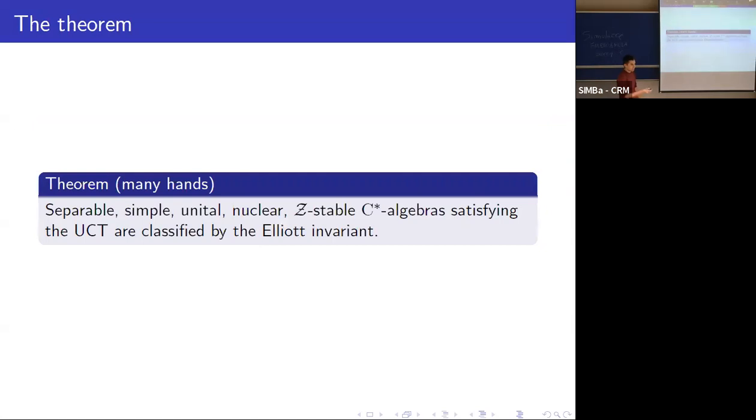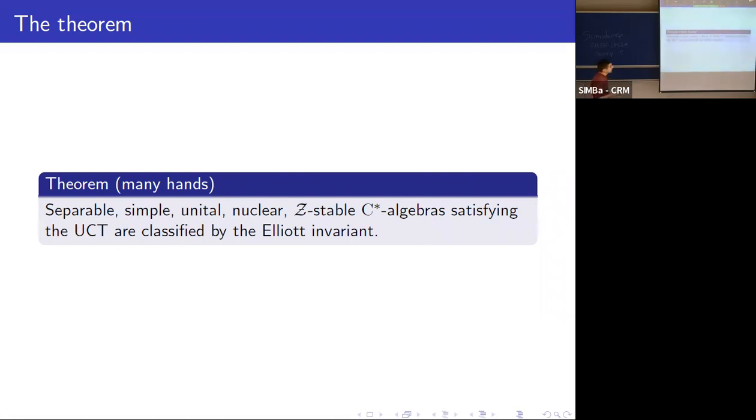this is the theorem that I'm going to be talking about. It's a theorem by many hands, and it reads as follows. Separable, simple, unital, nuclear, Z-stable C-star algebras satisfying the UCT are classified by the Elliott invariant.